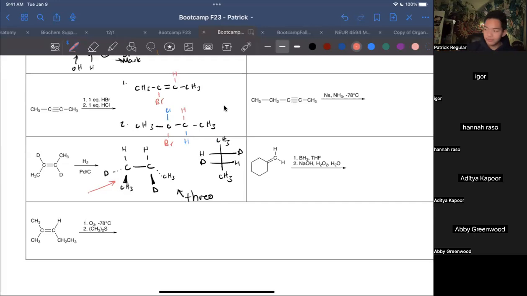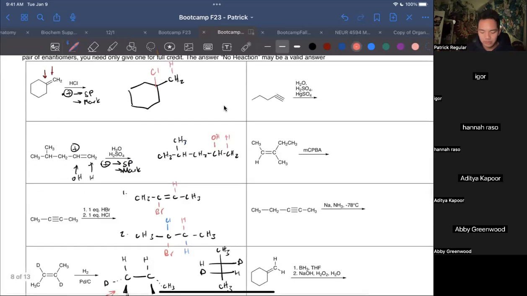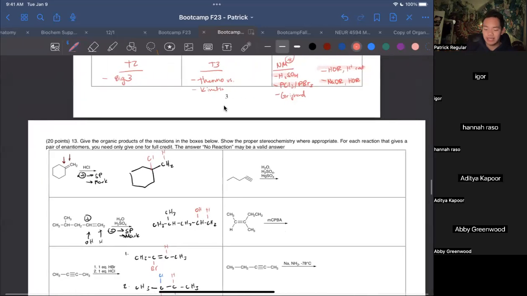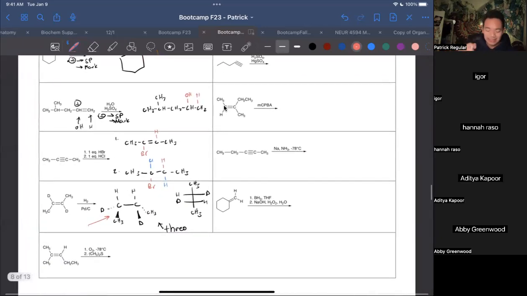Yeah. If they're gonna count us wrong for not having a Fisher structure, will it say that? Because I know on test 2 I got one wrong because I didn't put it in a Fisher structure. Okay. Say honestly.